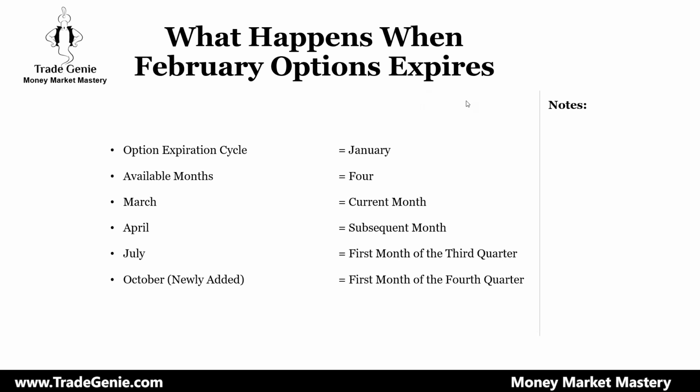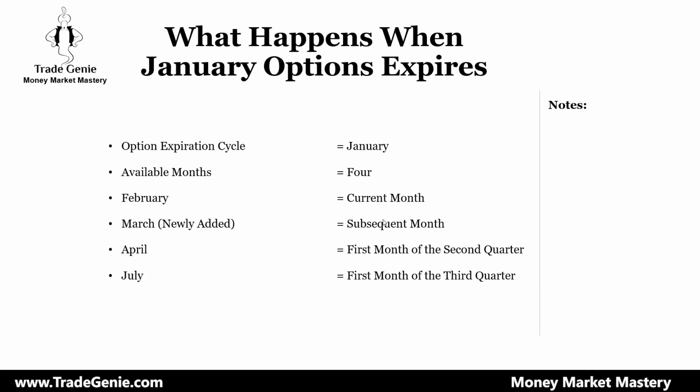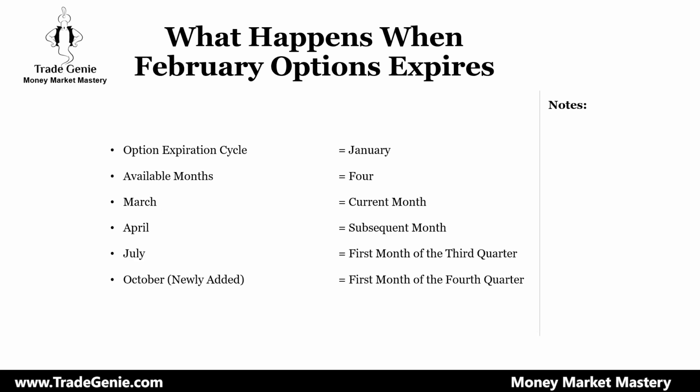So what happens when the February option expires? February was the subsequent month, and when January expired, it became the current month. When February expires, the March month, which is the subsequent month, will become the current month. April is already there, so April is considered the subsequent month. July is already there, and then a new month will be added, which is October.